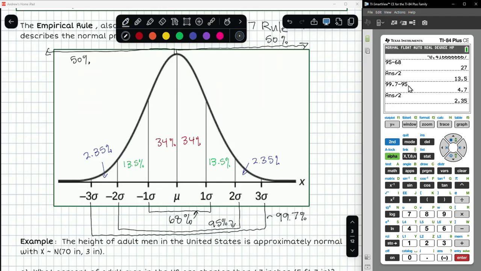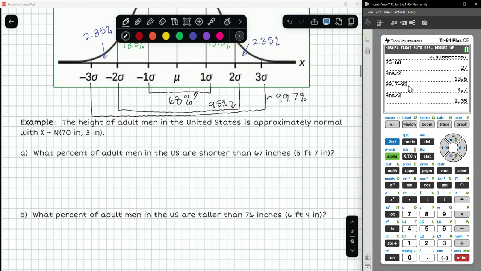All right, let's go ahead and do some examples using the empirical rule. The example says the height of adult men in the United States is approximately normal with a mean of 70 inches and a standard deviation of 3. What percent of adult men in the US are shorter than 67 inches, 5'7"?